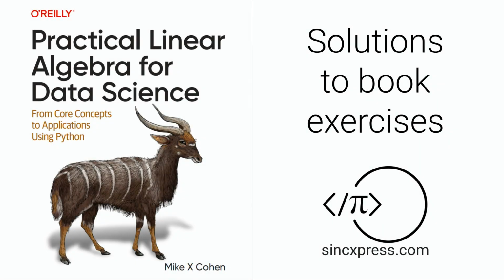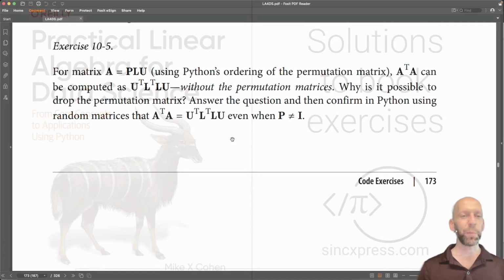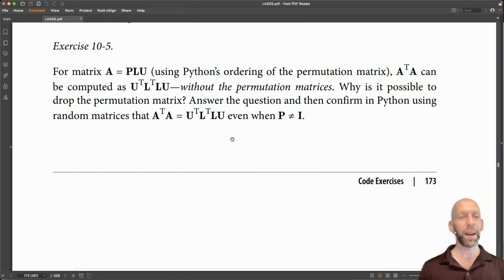Now for exercise 5 of chapter 10. This is the last exercise of this chapter. Again, focused on LU decomposition and more about working with and understanding this P matrix, this permutation matrix.